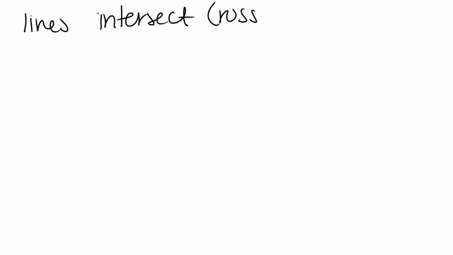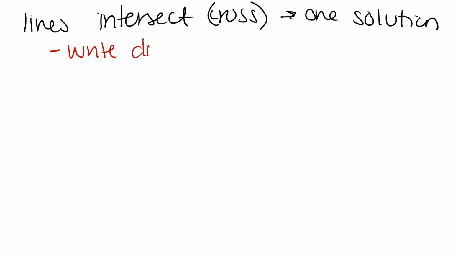Once you've graphed the two equations, you'll end up with a couple of different possibilities. If the lines intersect, meaning they cross, that means it's a one solution answer. You have to write down the point they cross at.